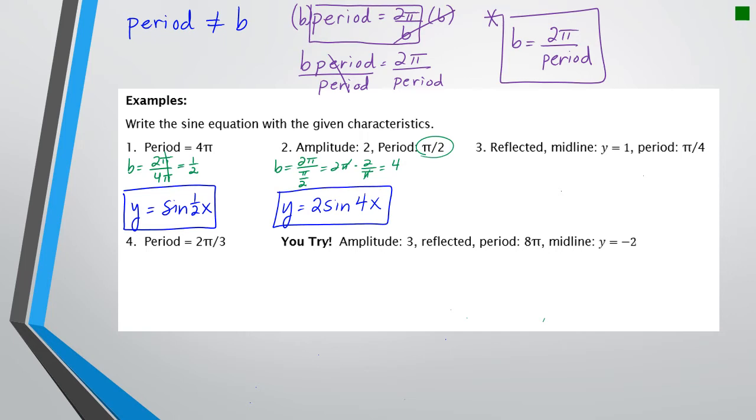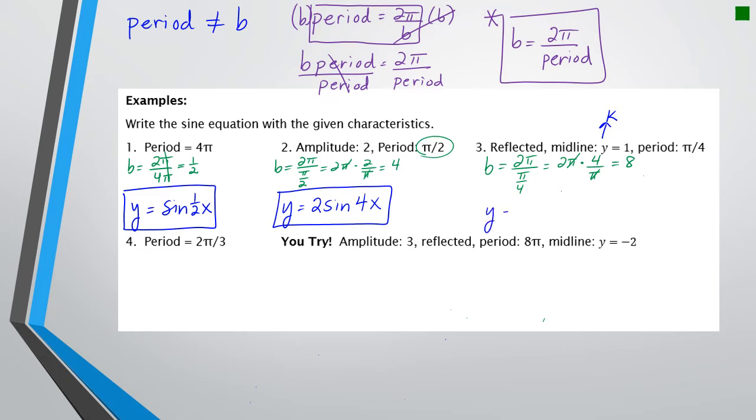For number 3, I have a reflection, which means that my sine is going to be negative. I have a midline, and remember that the midline is going to be your k number. And then I have period of pi over 4. So remember, this one has a small period, so I should have a big number for b. So let's figure out what it is. So I would have 2 pi over the period, which is pi over 4. So I'm going to have to multiply 2 pi by the reciprocal. The pi's are going to cancel, and 2 times 4 is 8. So small period, big b number.